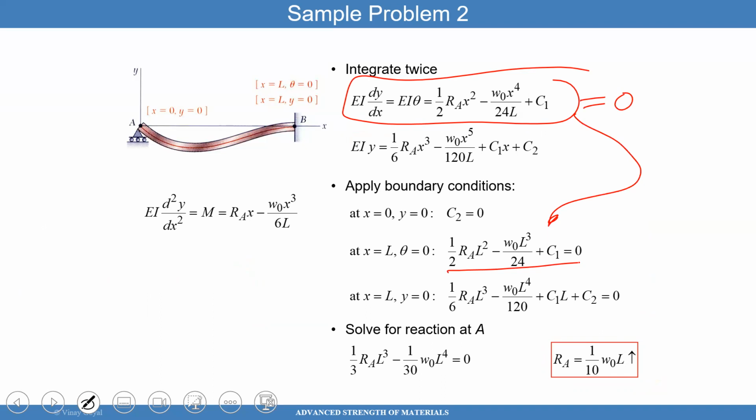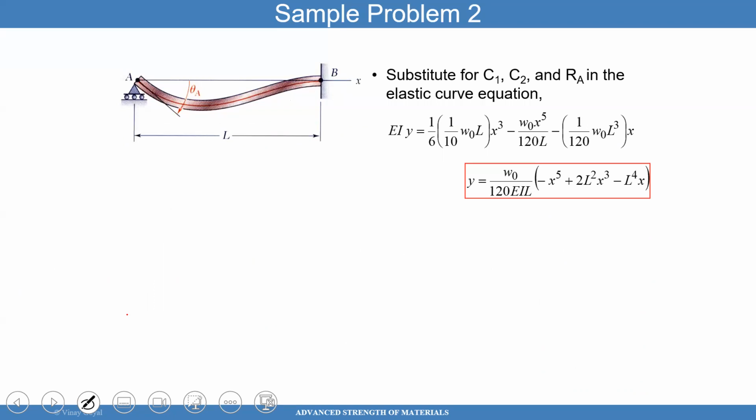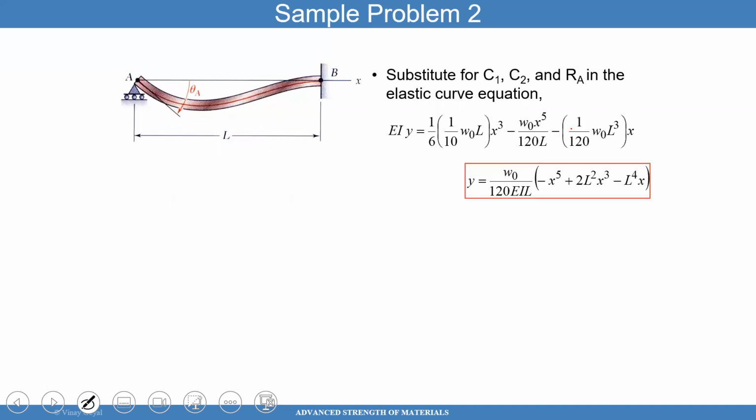Excellent. Very good. I used the boundary conditions to solve for the constants, and we're able to get the reaction force as a consequence for a statically indeterminate beam, which is pretty cool. Now that you know C2 is 0, now I know C1, now I know RA. Now just plug it into this deflection equation.